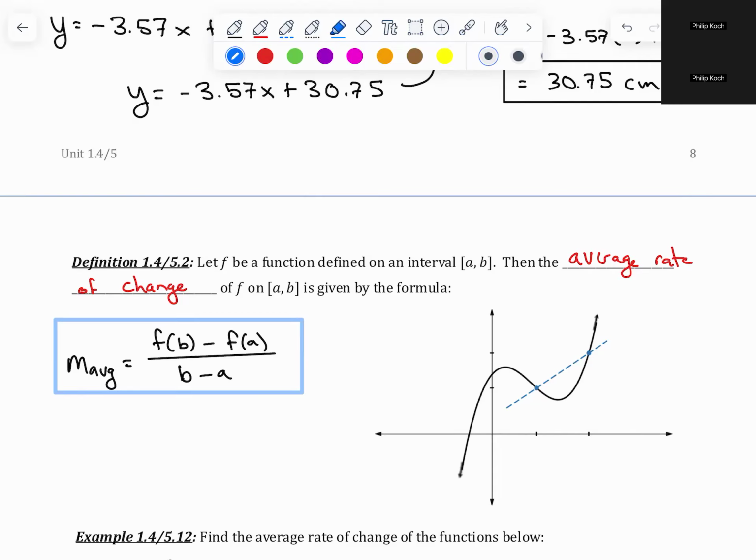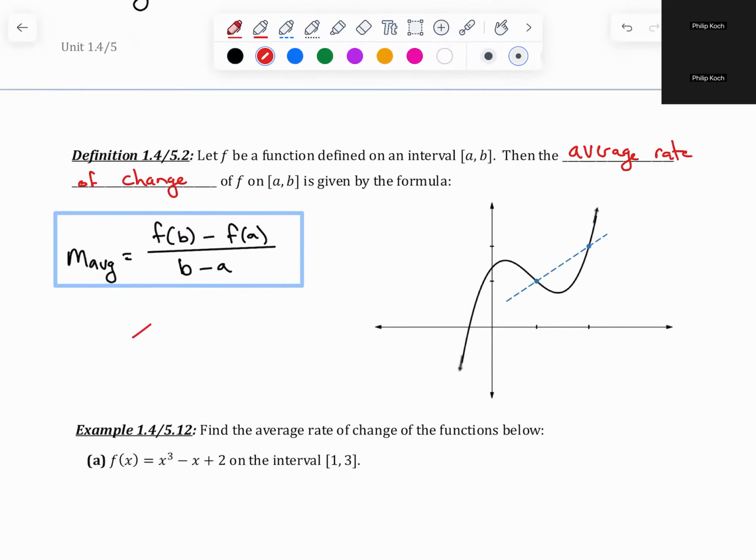And you might be thinking, Phil, do I really have to memorize another formula? No, you don't. That's not a new formula. This is just the slope formula with function notation. That's all it is, and I'll prove it to you.